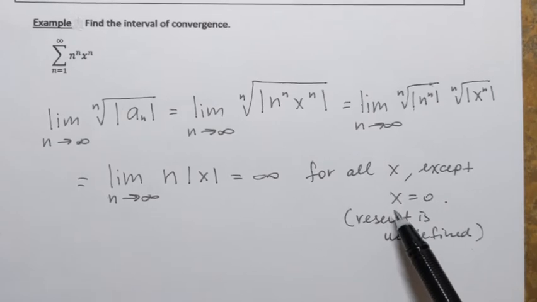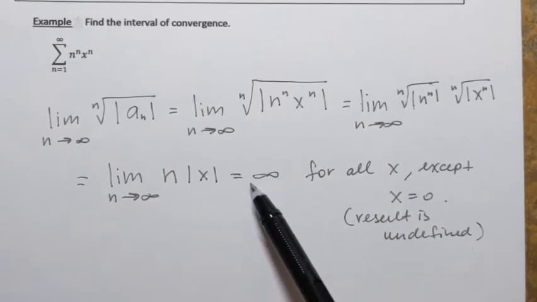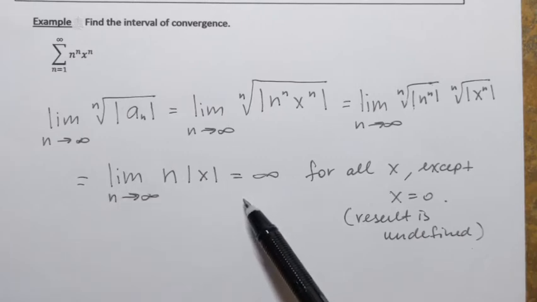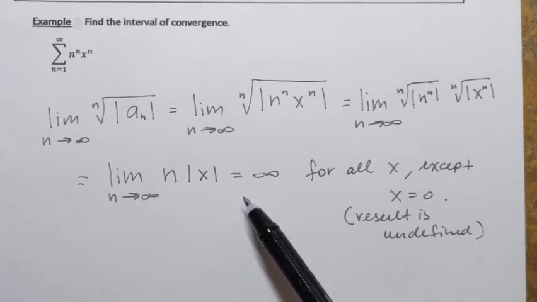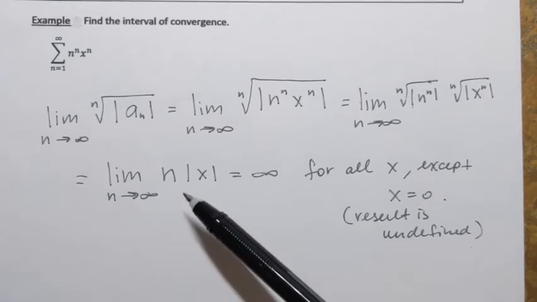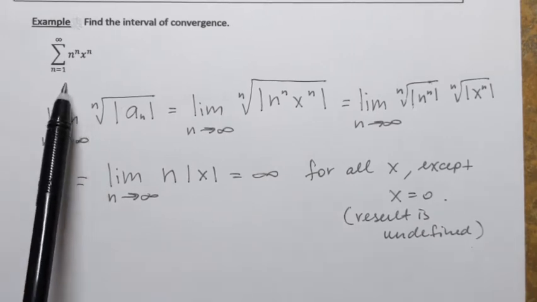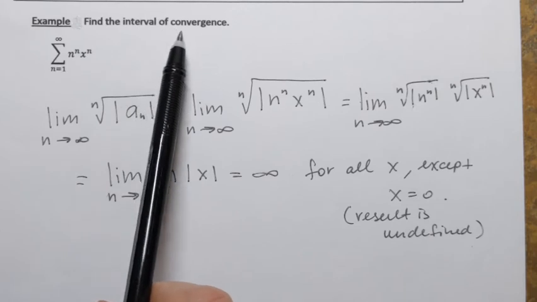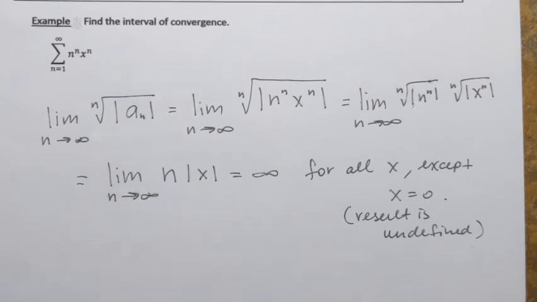We're going to come back to this in a second, but let's first try to interpret this result. According to the root test, what conclusion do we make when this limit equals infinity? Well, according to the root test, the series is divergent when the limit equals infinity, right? So that means that for all values of x, except 0, this series is divergent. Well, the question was to find the interval of convergence, and we haven't found anything yet. In fact, we found that for all values of x except 0, it's divergent.